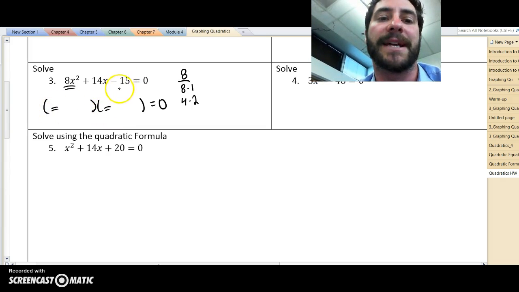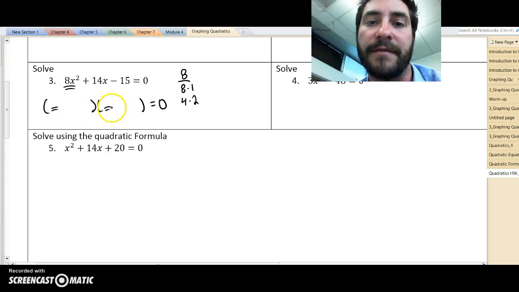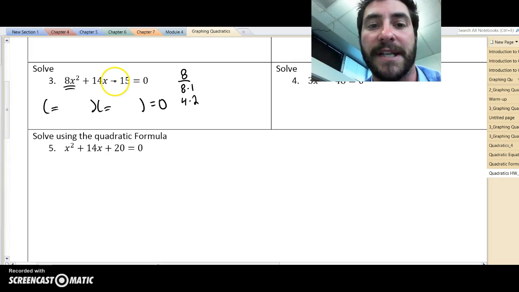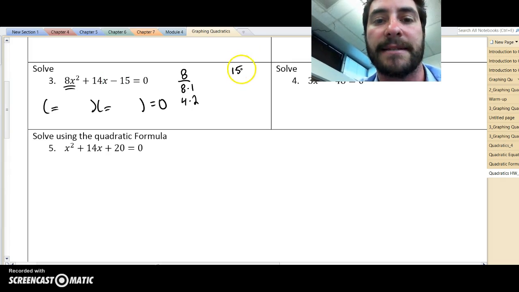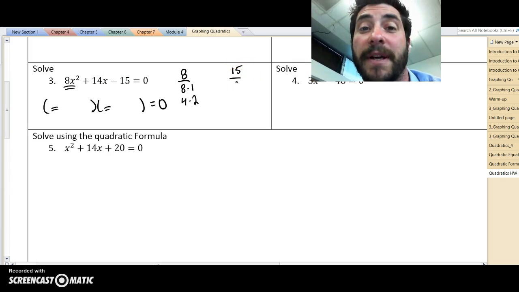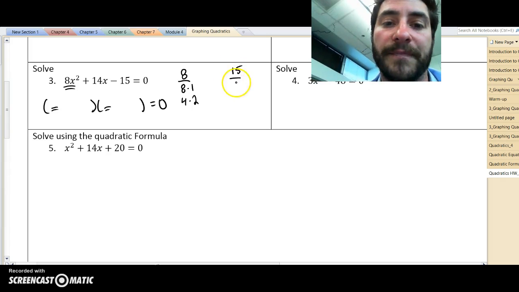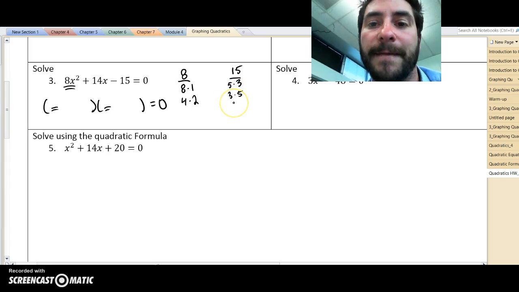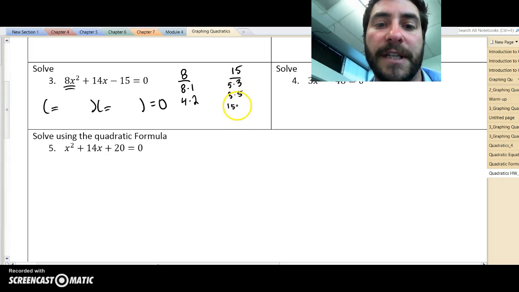And then I'm going to think of all the ways to make this 15. I know it's going to be negative, so it's going to be 1 positive and 1 negative. All right, to make a negative 15, I'm not going to worry about the sign yet. I'm going to say, what are all the ways to multiply to make 15? Well, you might say 5 and 3. There's also 3 and 5. There's 15 and 1, and 1 and 15.